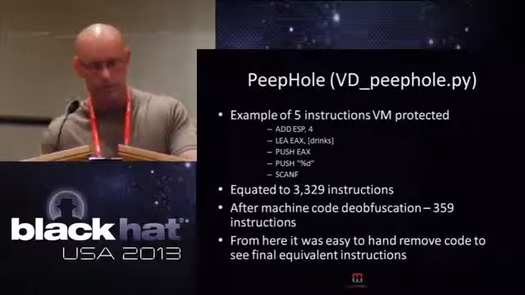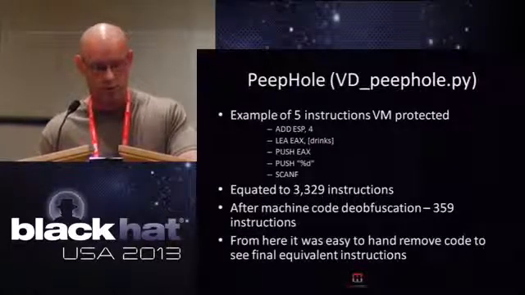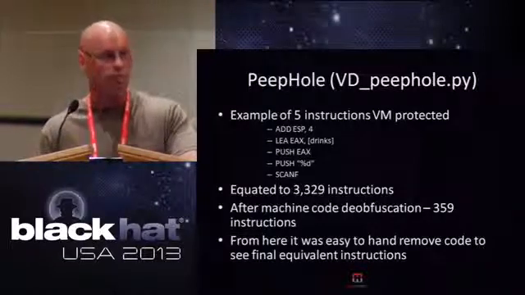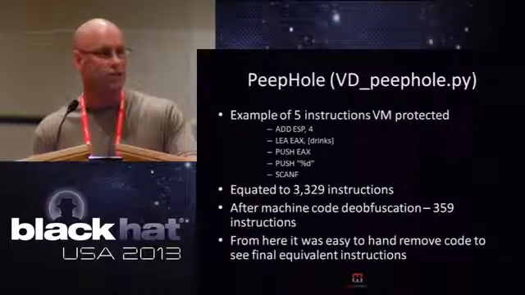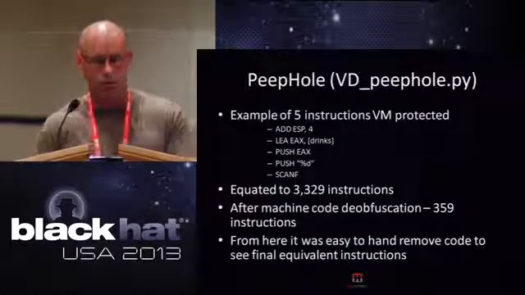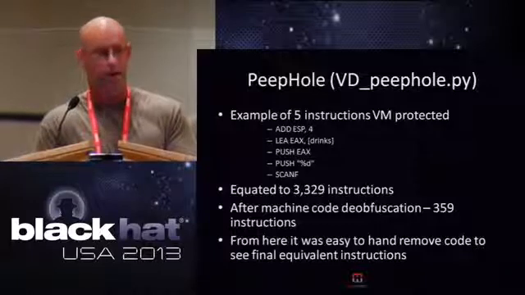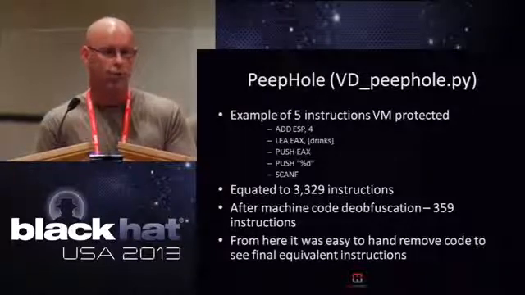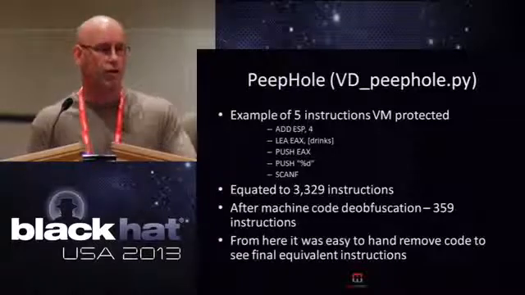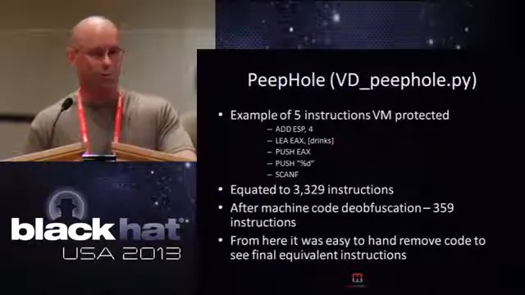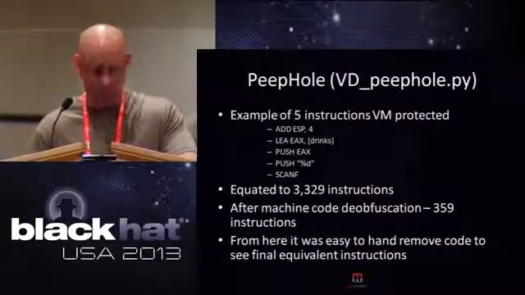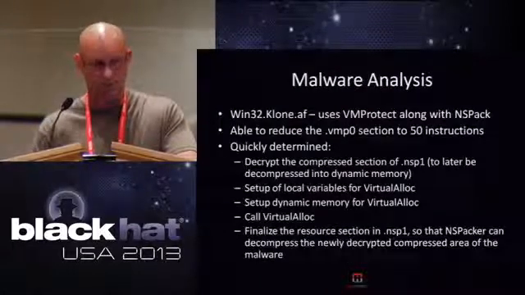Here's 5 instructions that were the original instructions that were protected. After removing the virtual machine, there were still 3,329 just to represent these 5 instructions, and all that was code obfuscation. After running the peephole guy, I got it down to 359. The reality is I could probably get it even tighter, but I was running out of time, so it was good enough. But the point was I was able to reverse those 359 really quick and say it was equivalent to these instructions. So I'm having a good time at that point.